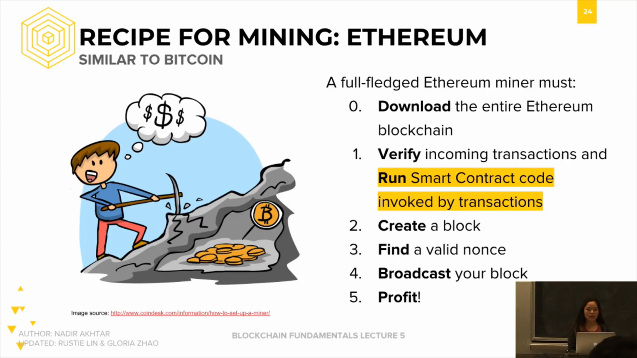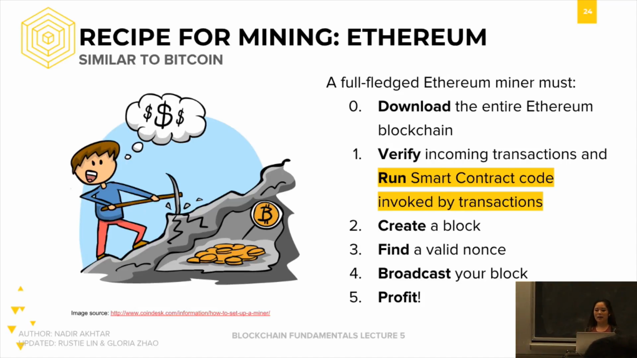Okay. So, the next step is, we have these smart contracts. Now, how does mining and validation of these contracts work in Ethereum? So I just took the recipe for mining from Bitcoin and just added an extra step to it. Obviously the miner still has to download the entire blockchain, they have to verify incoming transactions, but on top of those transactions, they have to run the smart contract code that those transactions call, right?